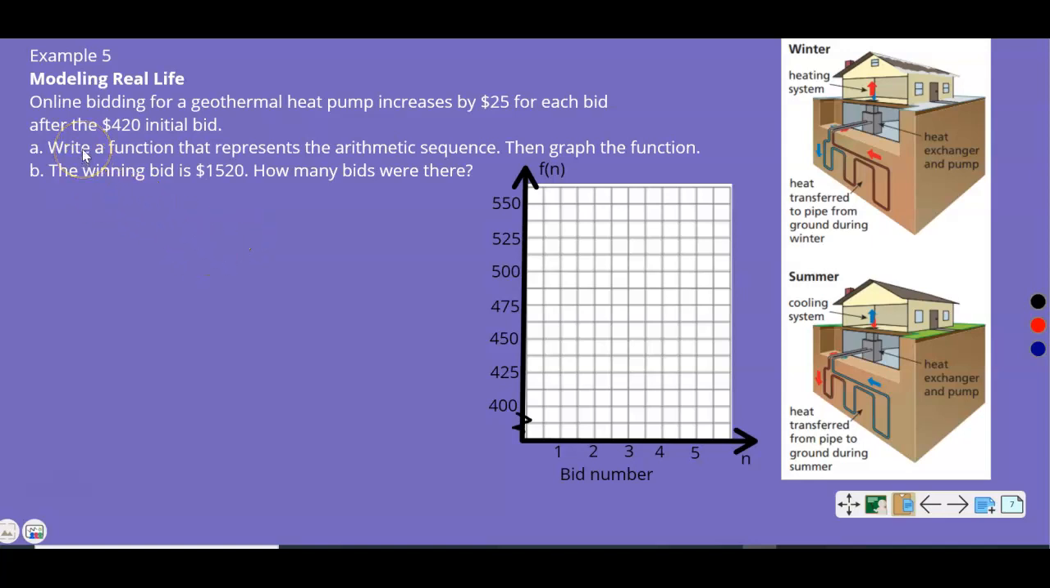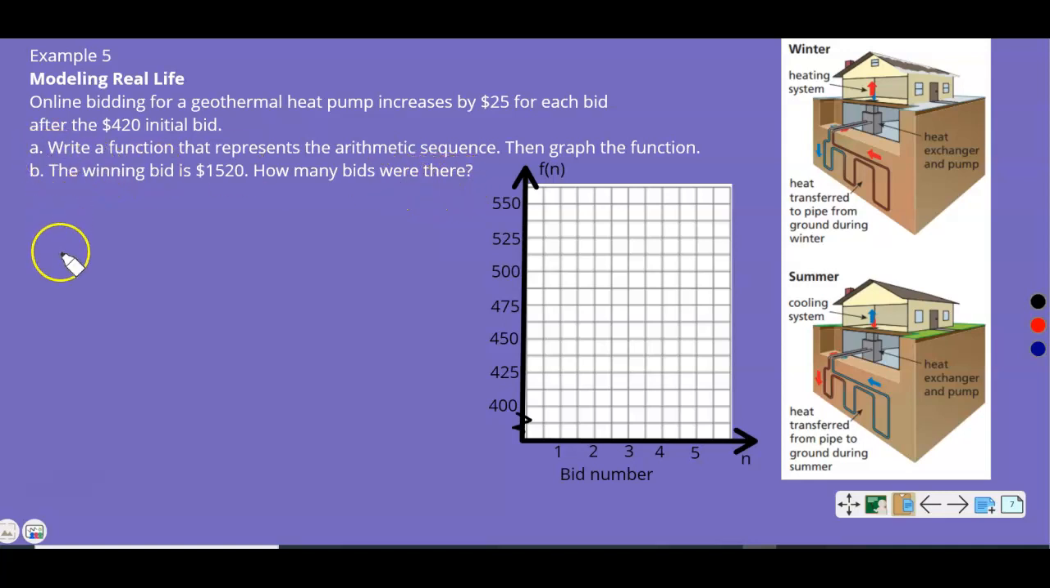For this example, we're going to be modeling real life. Online bidding for a geothermal heat pump increases by $25 for each bid after the $420 initial bid. Write a function that represents the arithmetic sequence. Then graph the function. The winning bid is $1,520. How many bids were there?